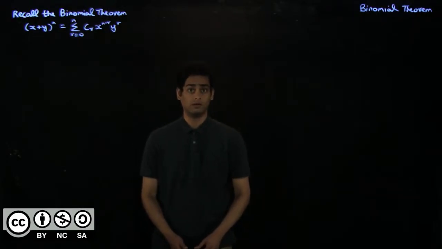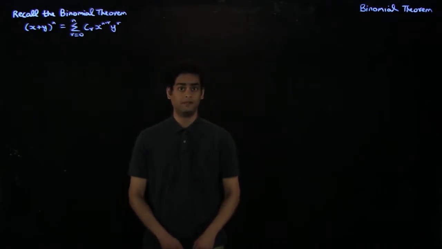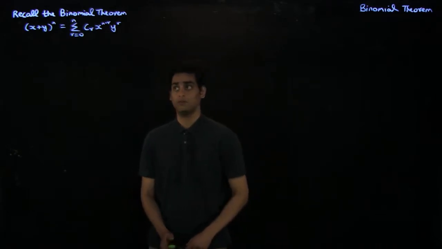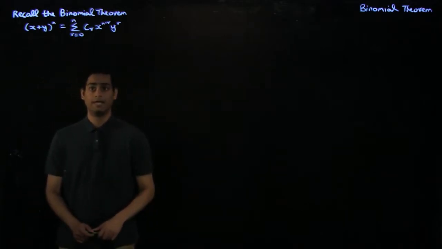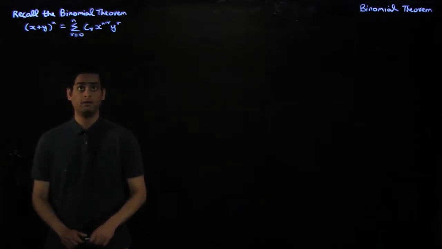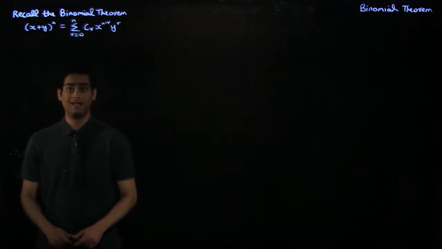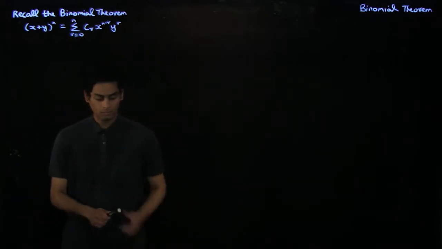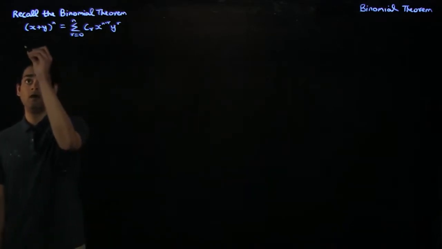Welcome to a new lecture on the binomial theorem. In this lecture, we will look at certain divisibility results which can be derived based on the binomial theorem. So once again, recall the binomial theorem is given by (x + y)^n = summation r = 0 to n of nCr x^(n−r) y^r, where we use Cr to denote nCr.